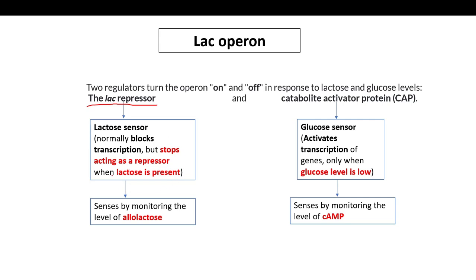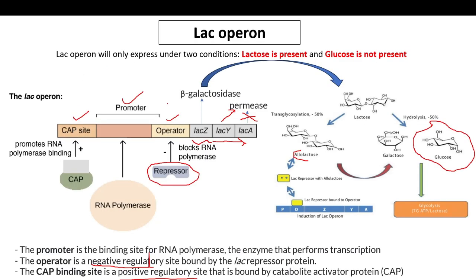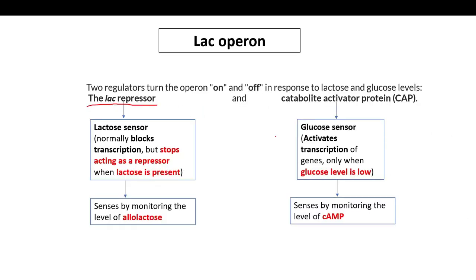When lactose is present, somehow this repressor loses its property as a repressor and transcription goes on again. But normally, when this repressor is present and lactose is absent, then this lac repressor will bind strongly to this operator region and inhibit the transcription. So this is the lactose sensor that we have talked about. And what is it sensing? It is basically sensing allolactose. How? We will be talking about that shortly.